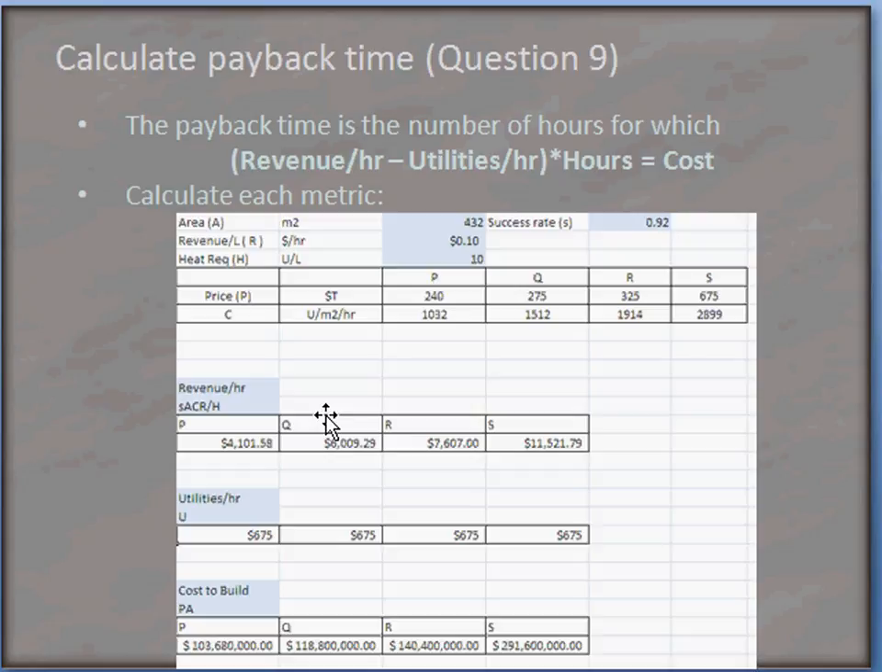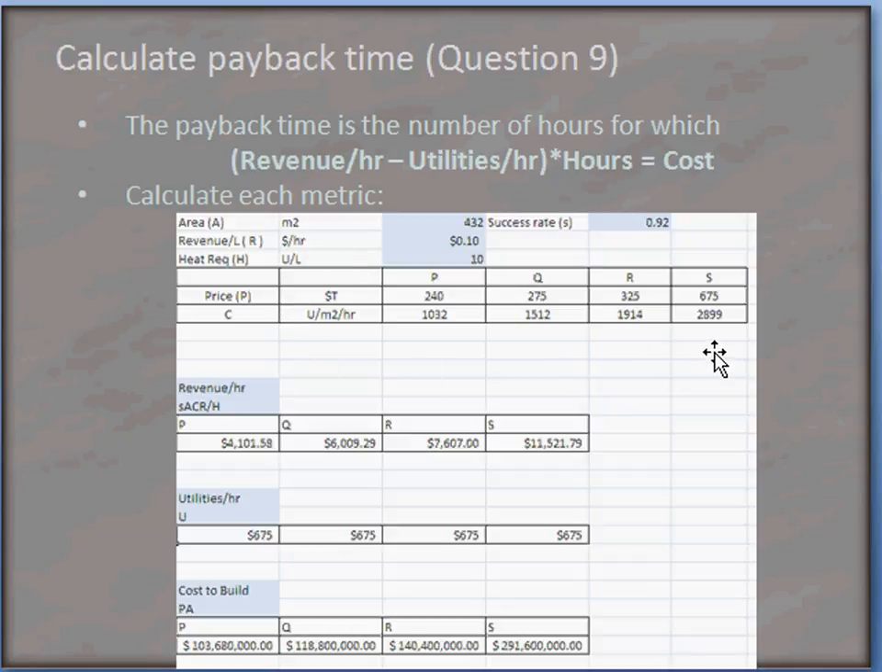Once we have the cost to build, we can calculate the payback time. The payback time is the number of hours for which the revenue minus the expense, or the profit, times the hours is equal to the cost of building the reactor. So we calculate each metric for each reactor.